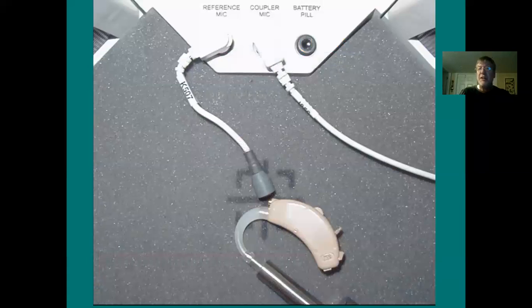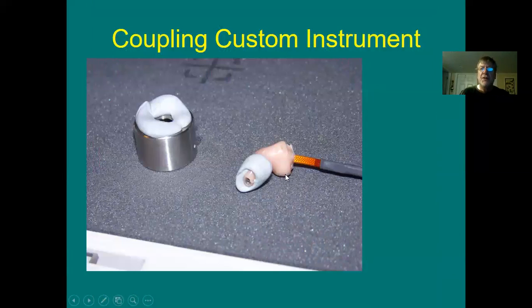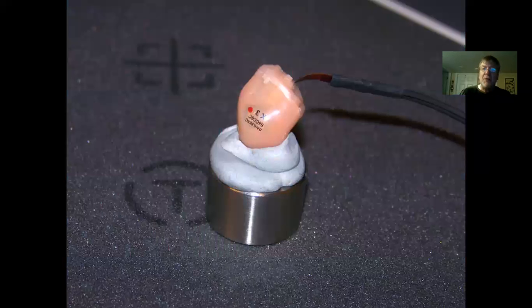Okay, showing you an even closer picture. That reference mic is sitting right beside the microphone of the hearing aid to make sure that the speakers are delivering the correct amount of sound. Here's an ITE. You'd be using the putty to stick it onto its 2cc coupler. So you have one 2cc coupler for an ITE and a different 2cc coupler for a BTE, but by gum, they're both 2cc couplers. There's a picture of the ITE stuck onto the 2cc coupler.